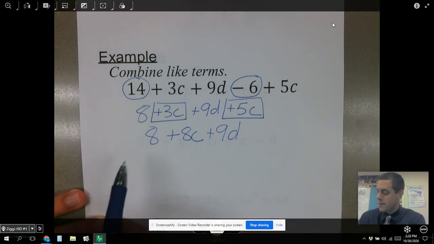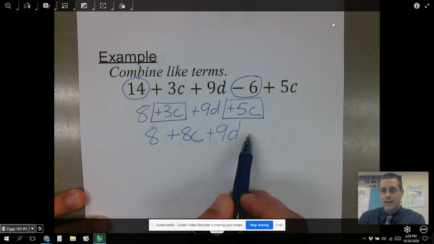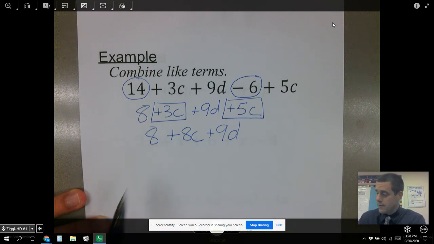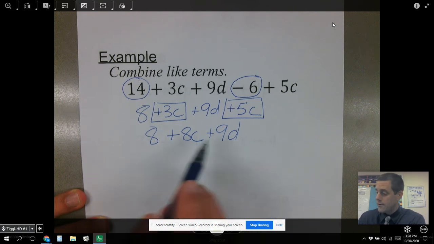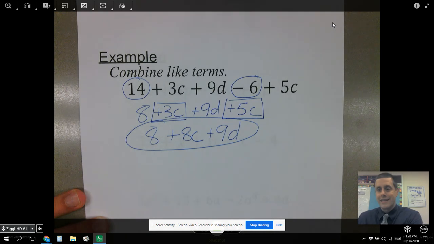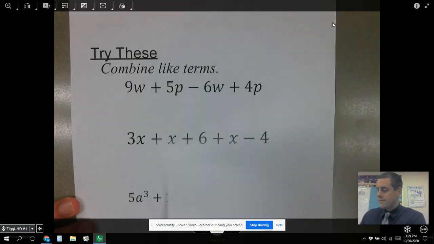Let's finish this expression. 8 plus 8c plus 9d. None of those terms are like. None of those terms share the same variable or power. So that is as far as we can simplify that expression. 8 plus 8c plus 9d is our final answer.